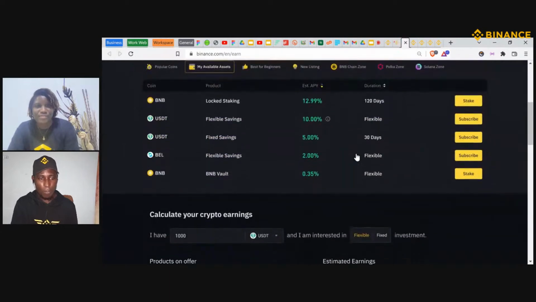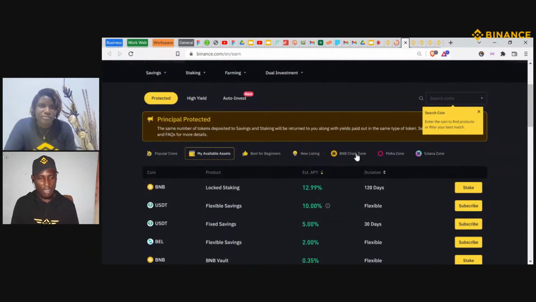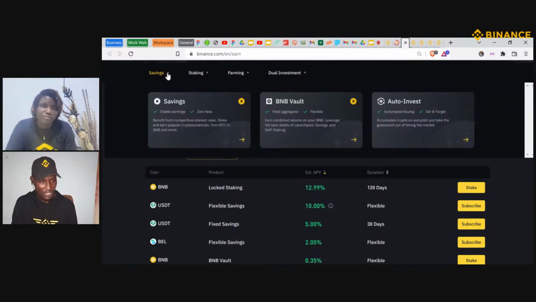Now, this is what Binance Earn looks like. This is a general page where you can access different products at a time. At the top navigation bar here, you can see savings. So for savings, you can also get an overview and an explanation of what each does.